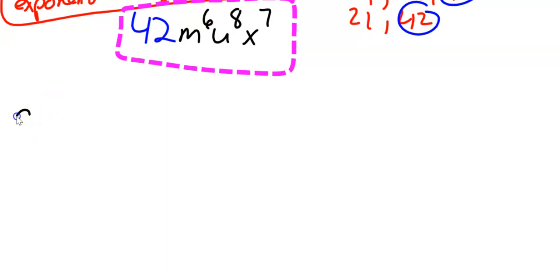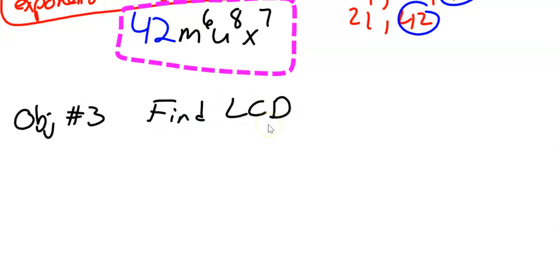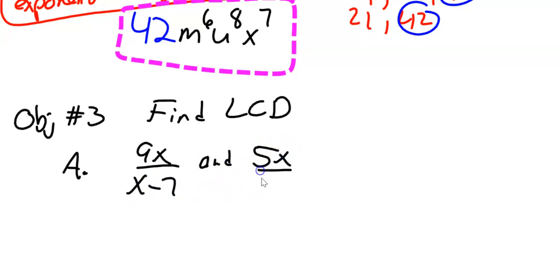Let's try it again. Okay, still finding the LCD, back to this one. Do 9x over x minus 7. And we're going to do 5x over x minus 6.